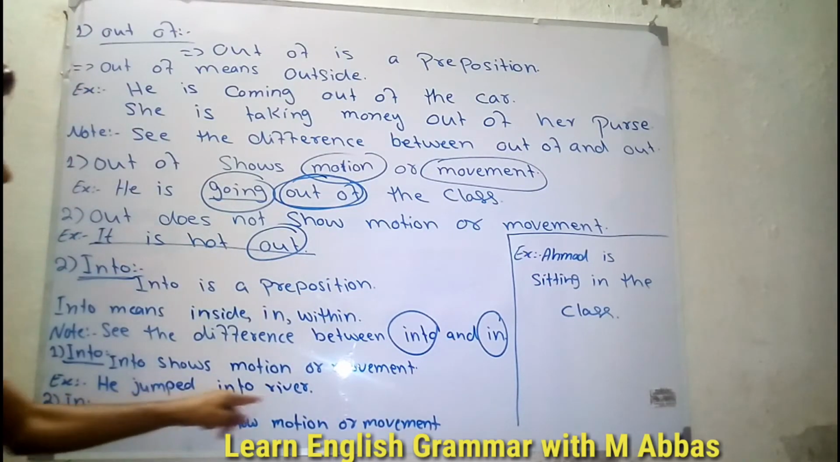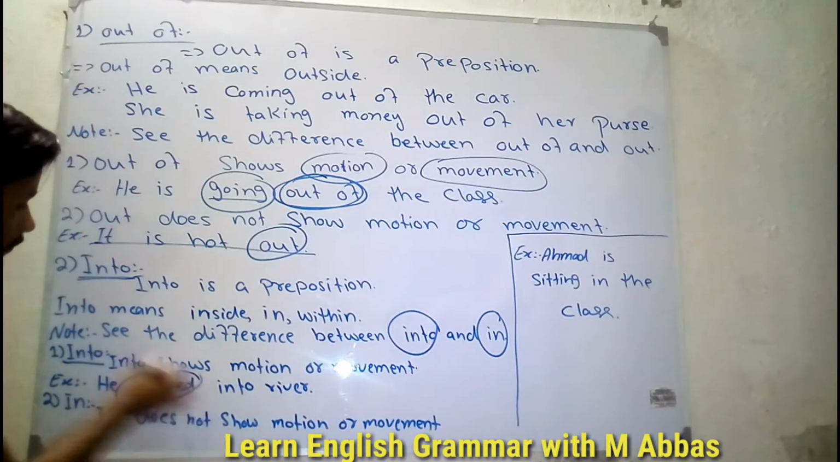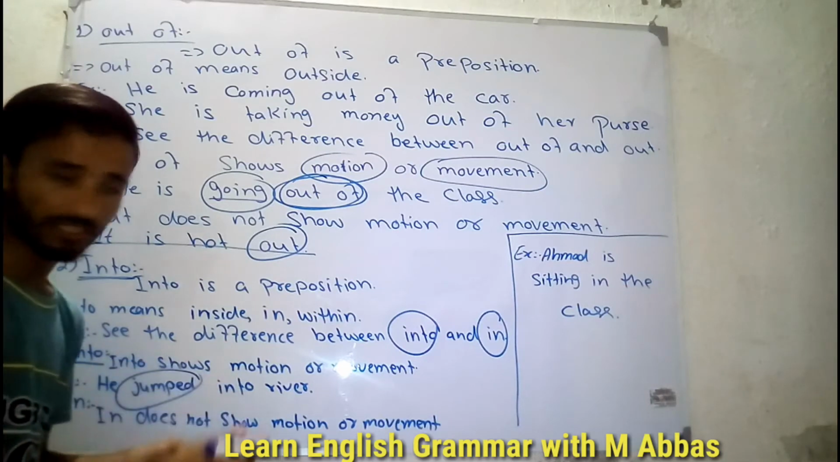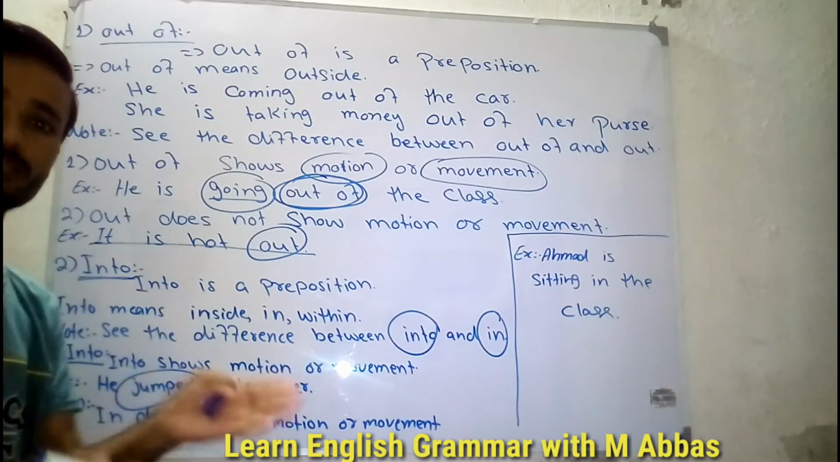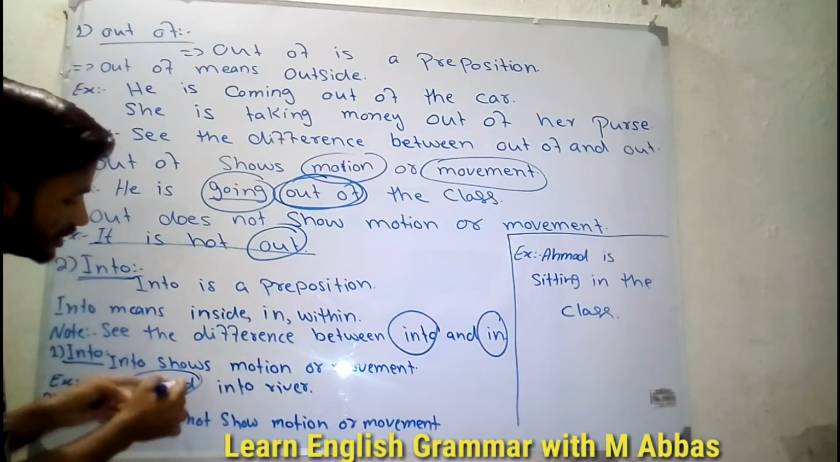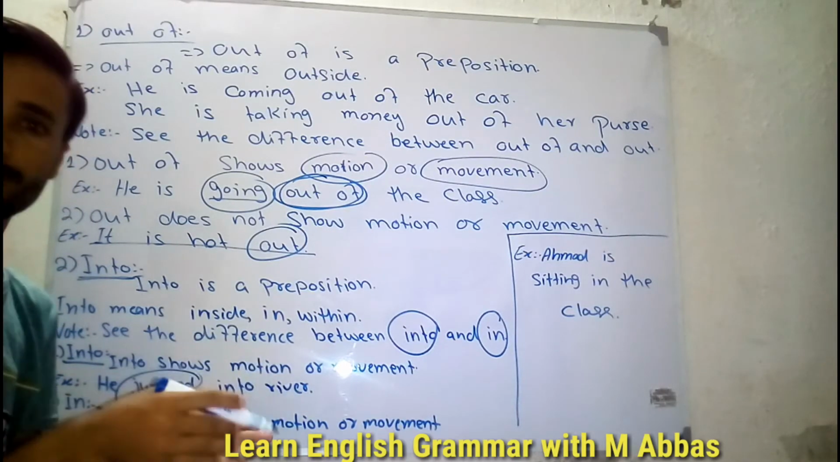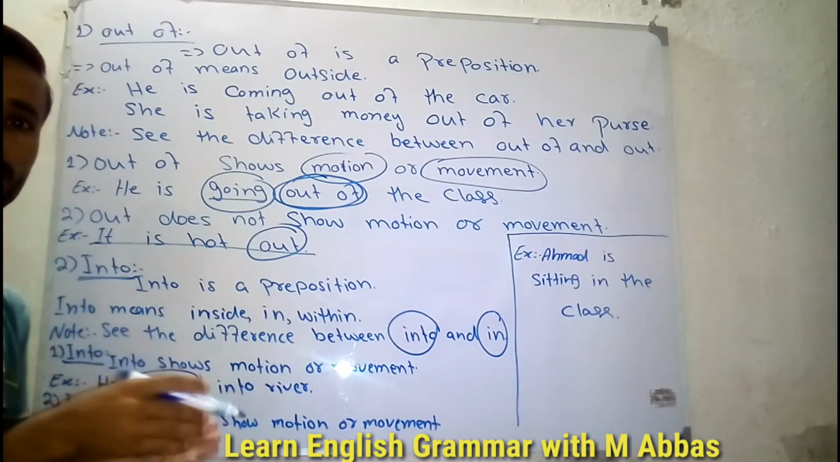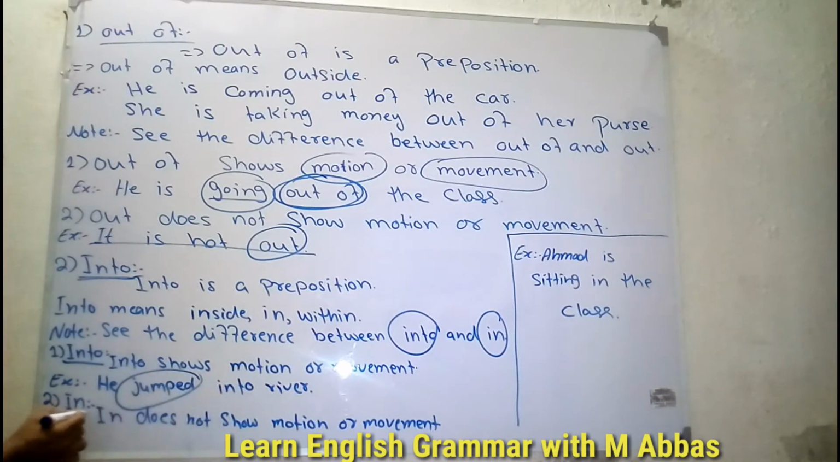See the example. He jumped into the river. So here we have a verb. It shows action. As I told you, motion and movement means action, right? To move from one place to another place. Is this clear? So he moved, or he jumped into the river. So you know he moved from his place. He moved from one place to another place. Is this clear?